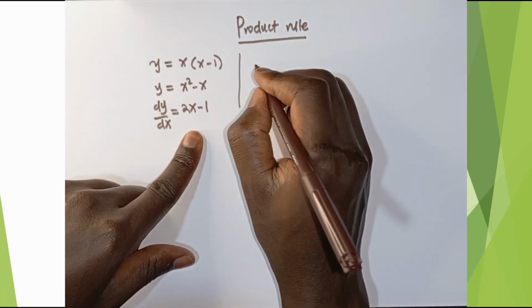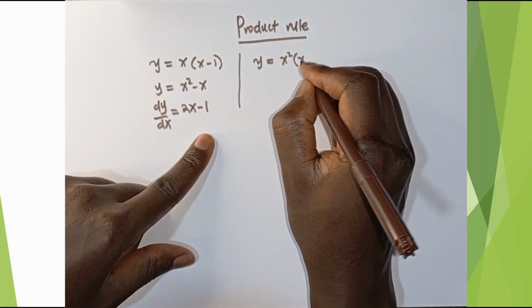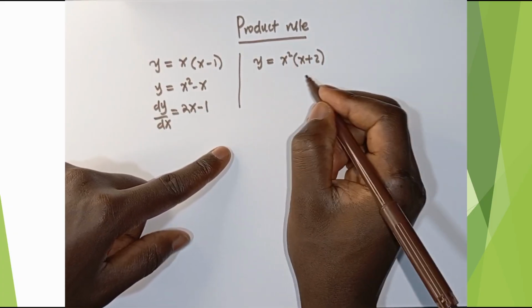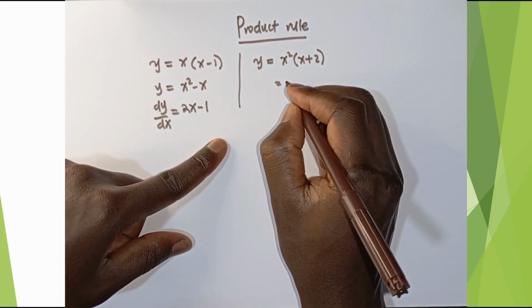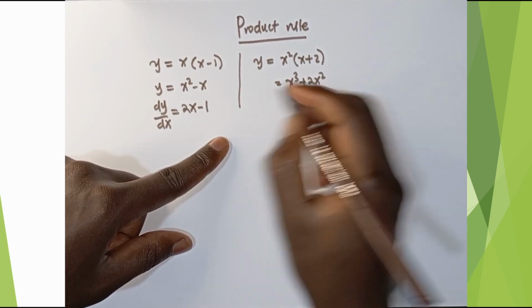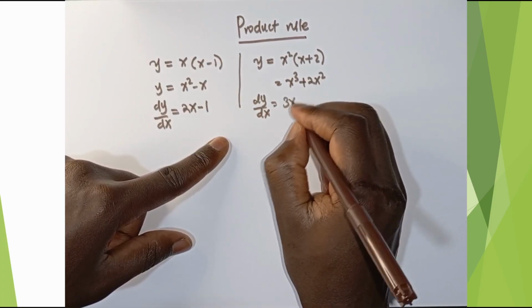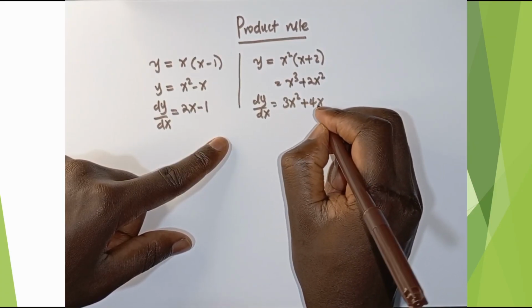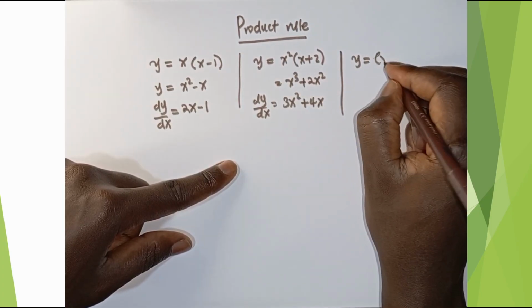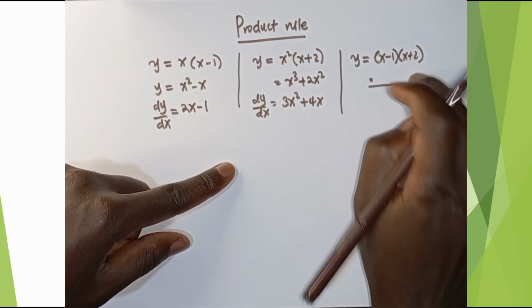Even if they say, for example, y is equal to x square into x plus 2, this one is easy to expand. You can expand and say this is x power 3 plus 2x square, and then you differentiate, you get your dy by dx. It is easy, which is 3x square and then plus 4x. Even if it would be y is equal to x minus 1 into x plus 2, you would expand and differentiate.